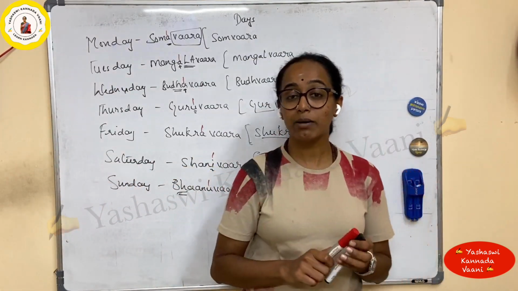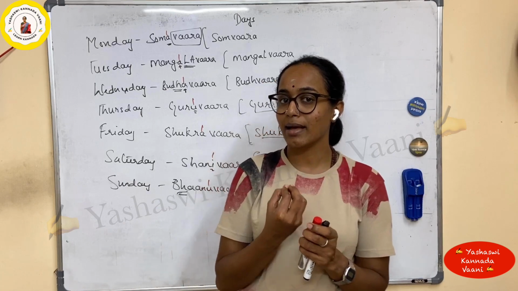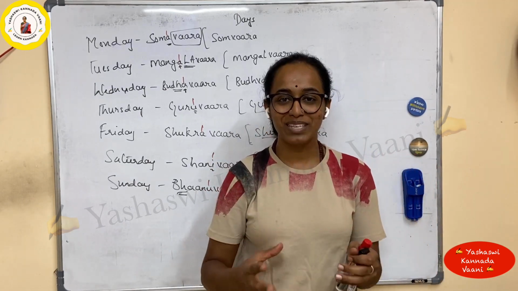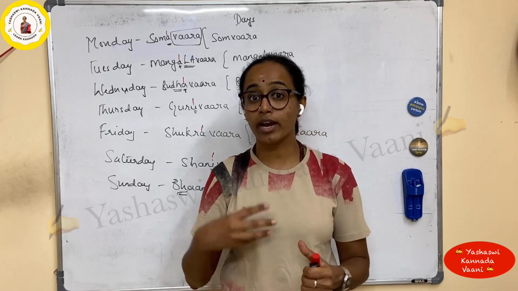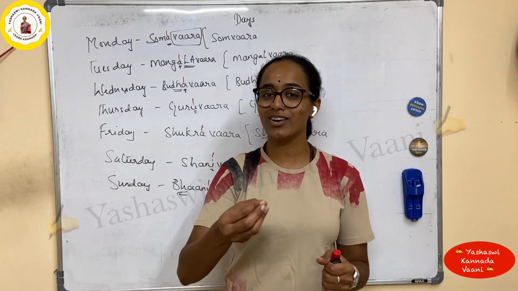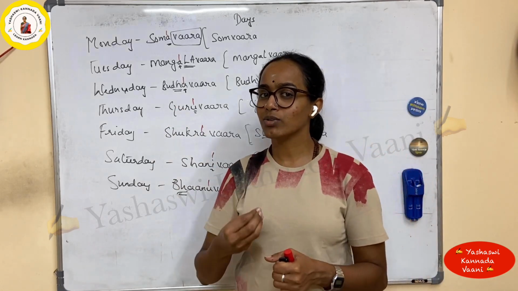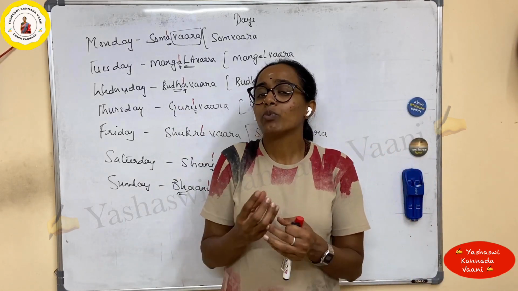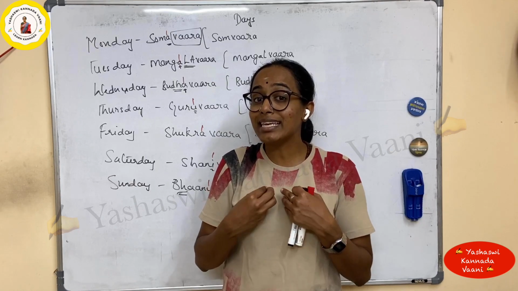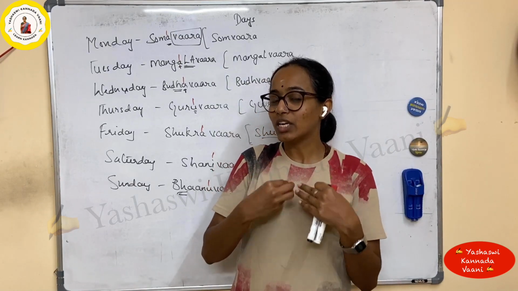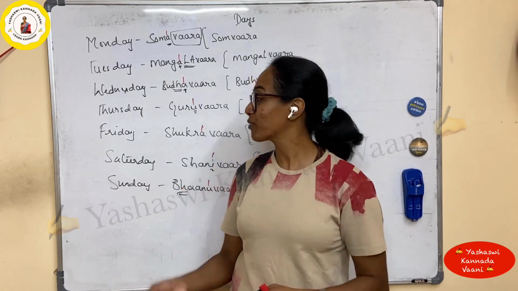So now we'll make up some simple sentences. Monday is a holiday. Monday, Raja. Raja is a king. Monday, Raja. Tuesday, I have a meeting. Tuesday, meeting ide. To be more precise, Tuesday, nange meeting ide. For me, I have a meeting. So nange. Tuesday, nange meeting ide.